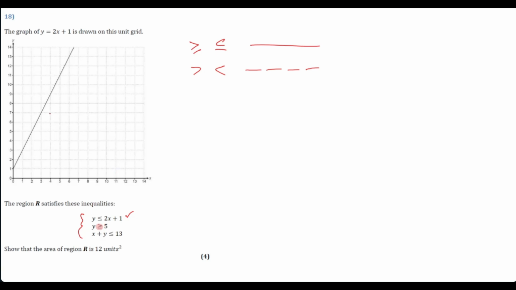So y is more than or equal to 5, so I'm just going to locate y is equal to 5, and just draw a line there. So this is y is equal to 5.